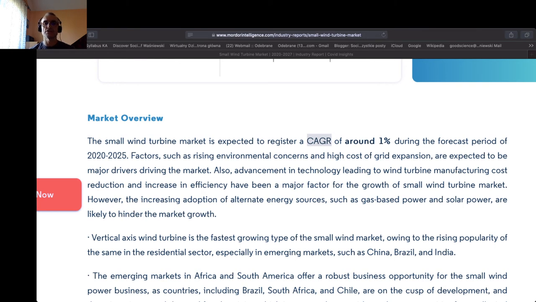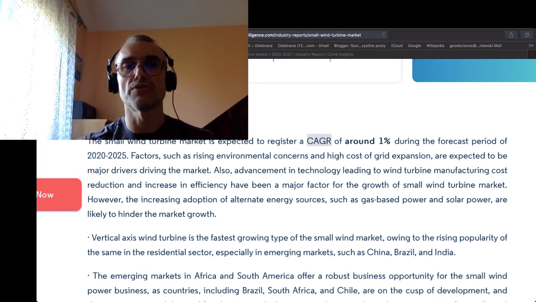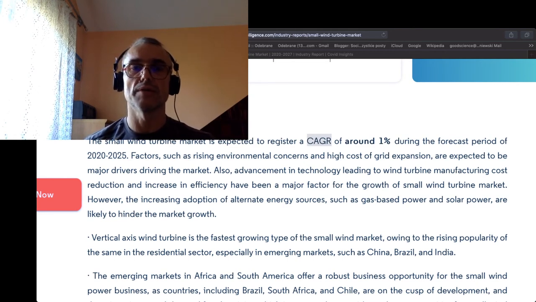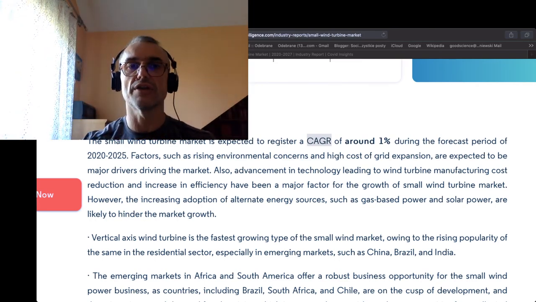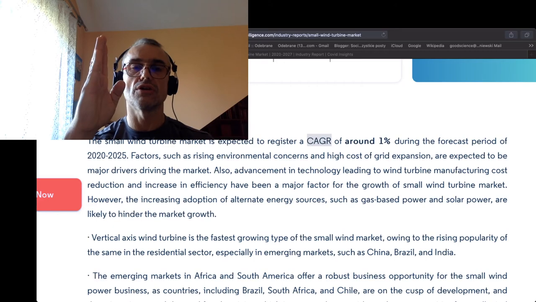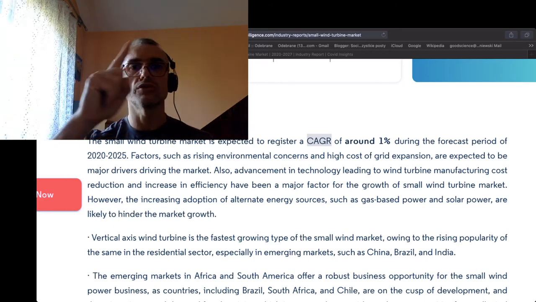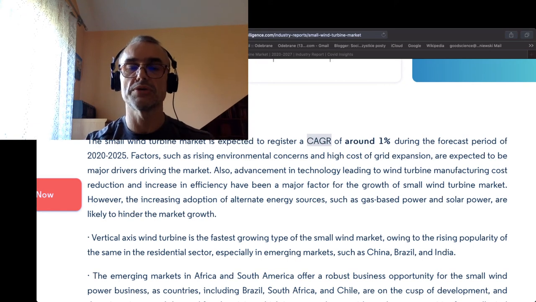The vertical axis is essentially a turbine which turns around a vertical axis. Those big windmills that you can see out there far in the landscape are horizontal axis turbines, because the helix, the turbine, turns vertically around a horizontal axis. Here in the market of small wind turbines, we are talking about the opposite configuration. The axis of rotation is vertical and the turbine turns horizontally. And here is that piece of information: the vertical axis wind turbine is the fastest growing type in the small wind market.